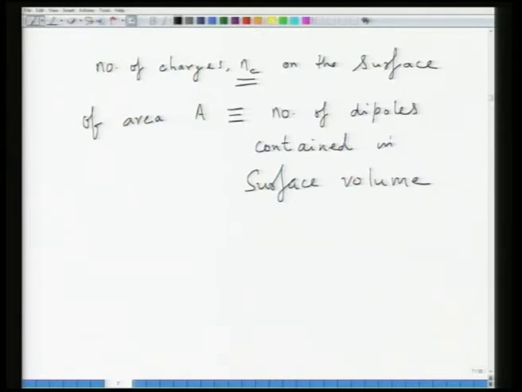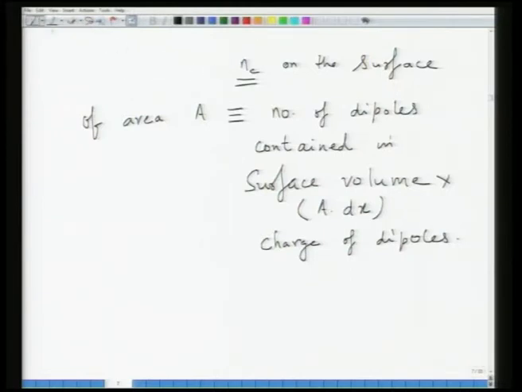So, what is this volume? If I take the surface area as A, then this volume will be A dx. So, A dx is the number of dipoles contained in the surface volume, multiplied by the charge. So basically, if I refine it a little bit, it is the total charge NC on the surface of area A.